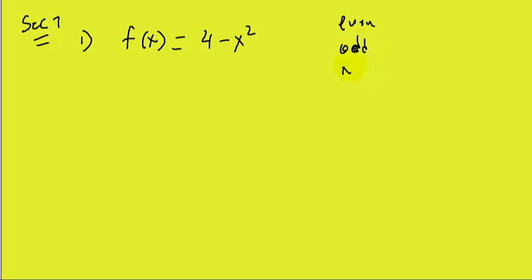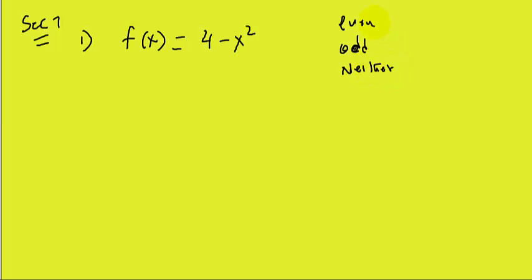This is number 1. There's only 3 problems, so I'll do one of them. You can do the other 2 tomorrow. It's 4 minus x squared. In this one, they're asking if it's even, odd, or neither. Let's go back to symmetry. Similar to symmetry, it's either even, odd, or neither.